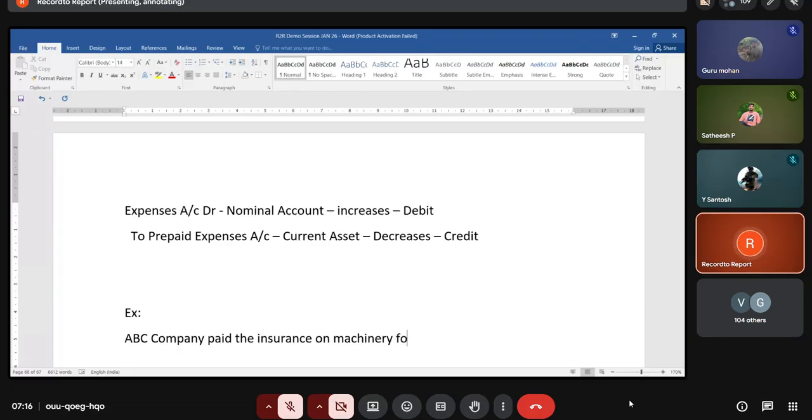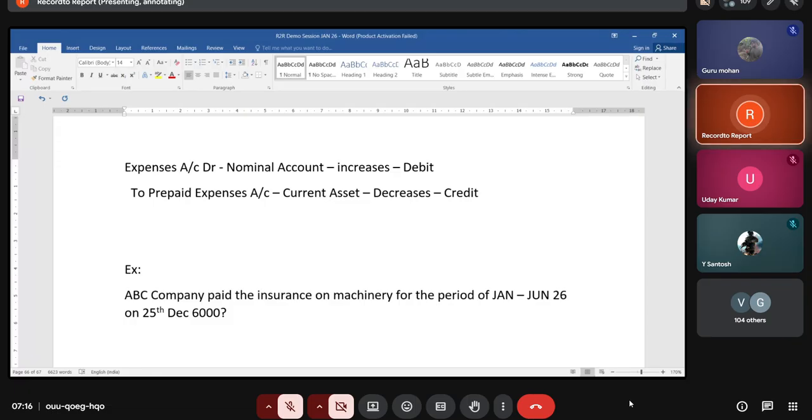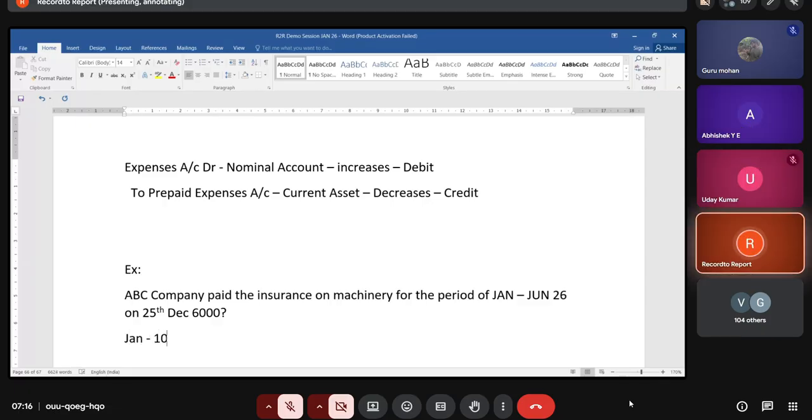So, for example, ABC company paid the office rent or insurance on machinery for the period of January to June 2026 on 25th December, 6,000 rupees. So how much amount did they pay? 6,000. What is the period starting and ending? January to June.